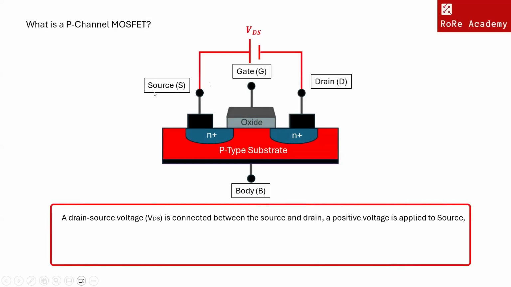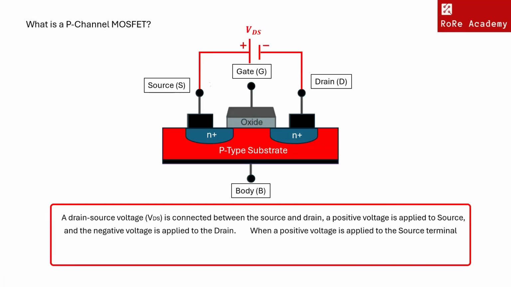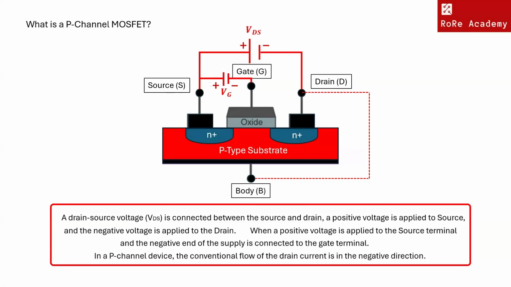However, in some applications, we require a P-channel enhancement mode MOSFET, where the load is connected directly to the ground. This is achieved because the P-channel MOSFET is upside down with its source terminal tied to the positive supply VDS. Then a positive voltage, VG, is applied to the source terminal, and the gate terminal is connected to the negative voltage. In a P-channel device, the conventional flow of drain current is in the negative direction, so a negative gate source voltage is applied to switch the transistor on.